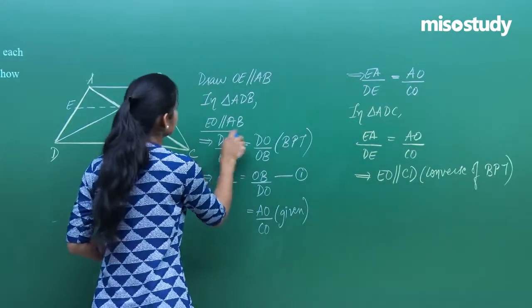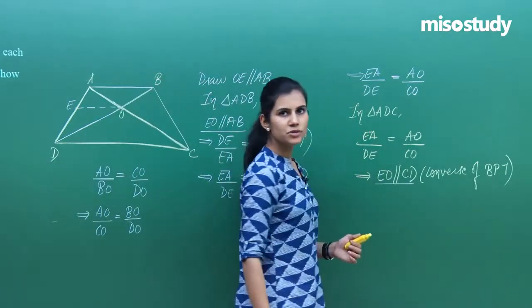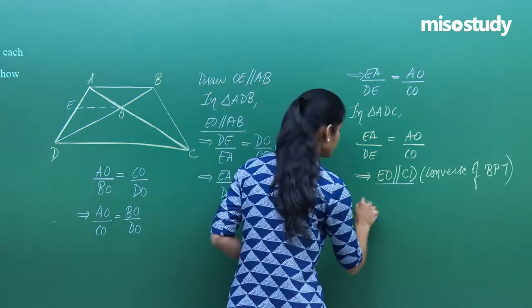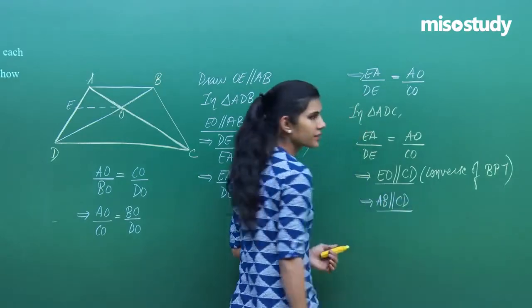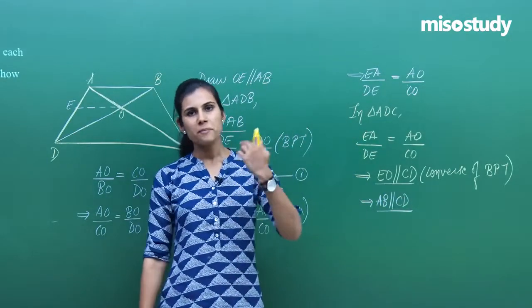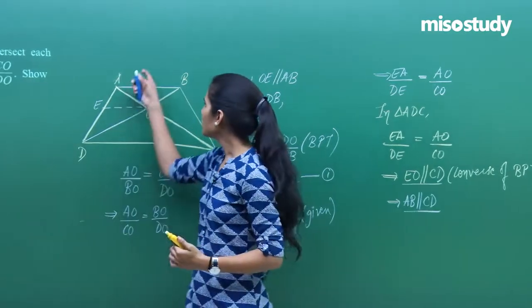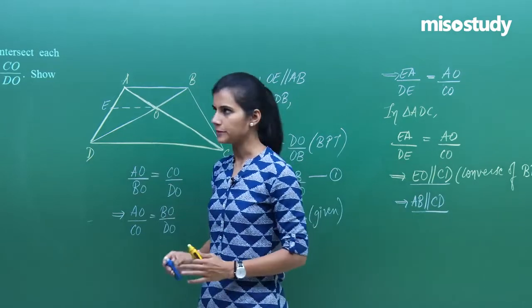So you had constructed EO parallel to AB and you have proved EO is parallel to CD as well. Two lines parallel to the same line are parallel to each other, so you get AB is parallel to CD. A quadrilateral in which one pair of opposite sides is parallel is a trapezium. So because one pair of opposite sides has come out to be parallel, clearly it is a trapezium.